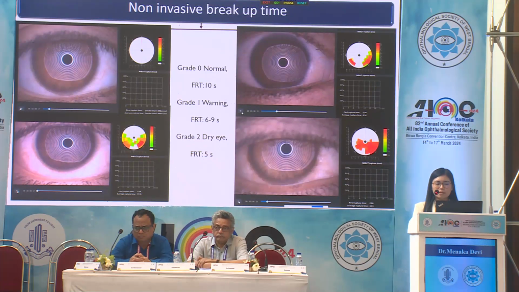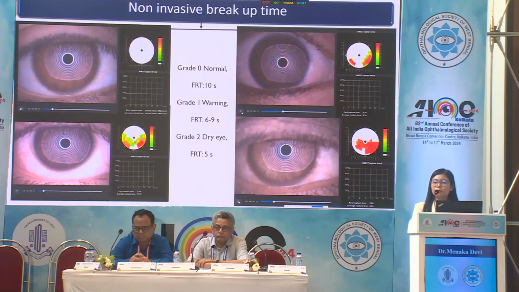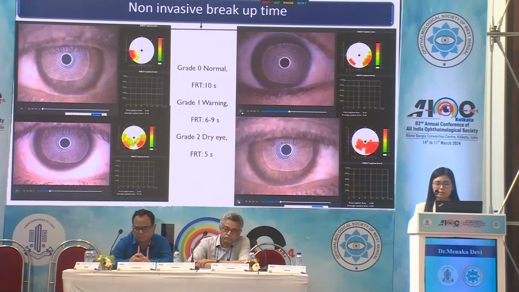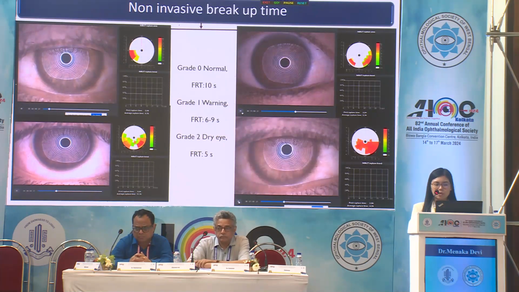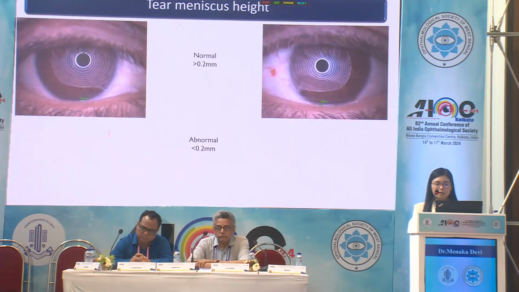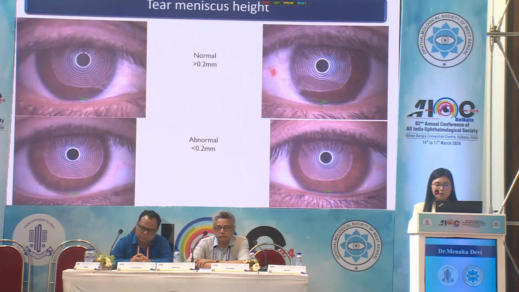NIBUT uses the Placido disc projection and looks for image distortion. First, it gives a breakup time and average rupture time, and then generates a heat map. And tear meniscus height is measured by using an inbuilt ruler in line with the pupillary center. The above two images are showing the normal tear meniscus height, and the lower two images are showing the abnormal tear meniscus height of less than 0.2 millimeter.